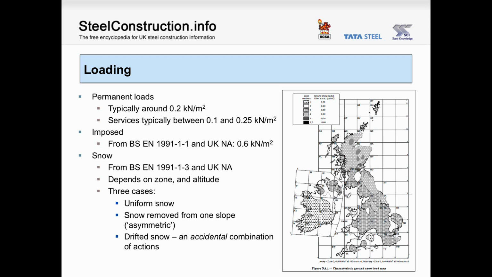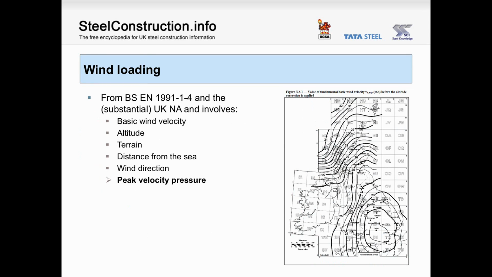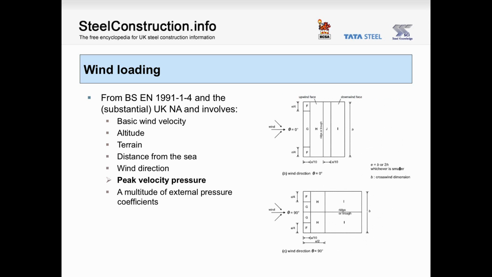Drifted snow is described as an accidental combination of actions, and therefore there are reduced load factors when we consider that particular combination. We would take the wind loading from 1991-1-4 and again its UK national annex. We would take the basic wind velocity from the map. We would allow for altitude and for terrain. We would allow for the distance from the sea and the wind direction, and that would result in a peak velocity pressure.